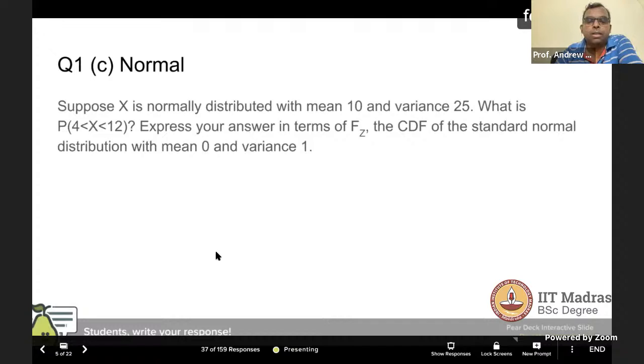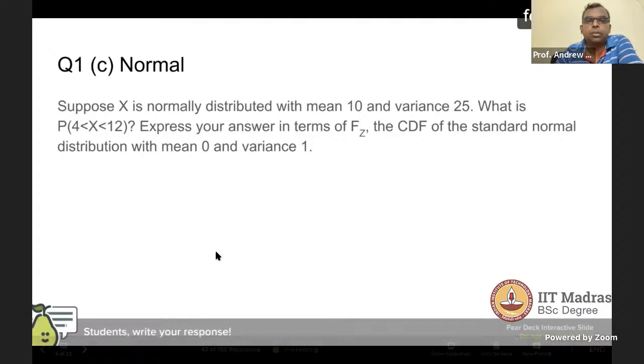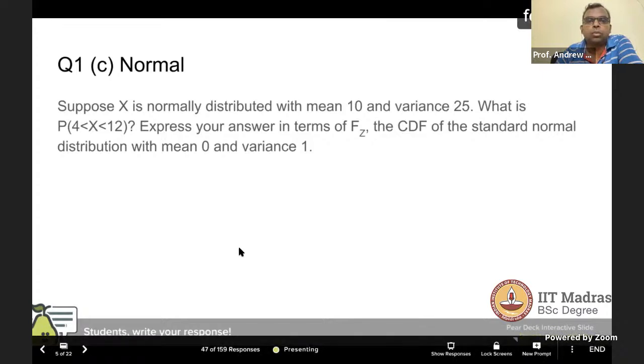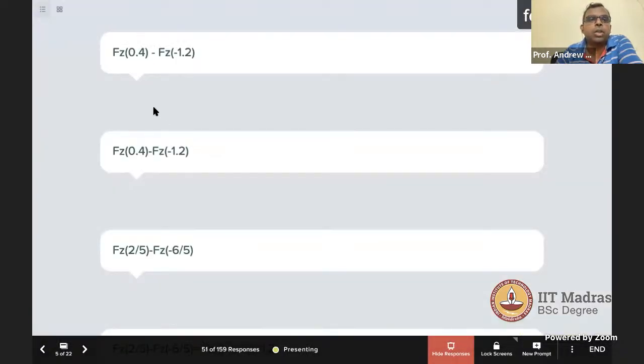Okay, so this one must also be relatively straightforward, I think. Okay, so about 50 people have responded. So let me just go through. Yeah, this is correct. The answer that's given here is correct. F_Z of 2/5 minus F_Z of minus 6/5 is exactly correct.